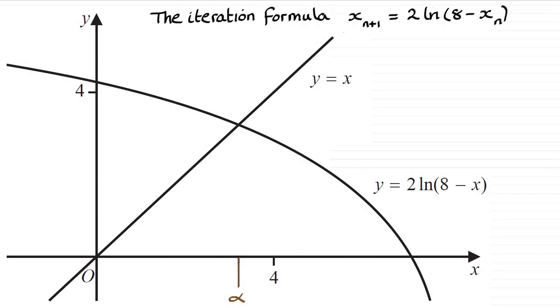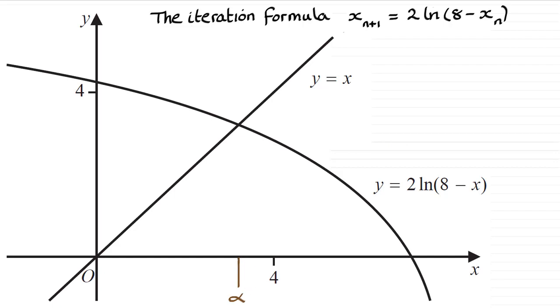Okay, so for this question, we're told that the student then uses this iterative formula to work out an approximation for the root where the graph y equals x crosses this graph y equals 2 times the natural log of 8 minus x. That root being alpha. And we've got to say whether using this first approximation of x1 equaling 4 will give us an approximation then to alpha.